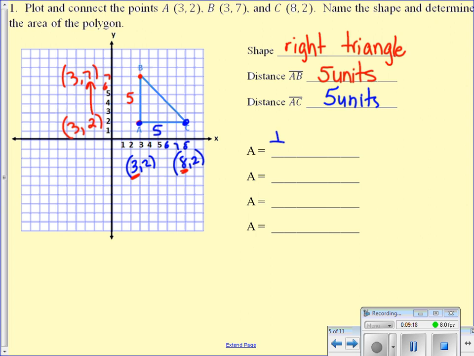So we're good. First step, write the formula. Second step, replace the variables with their numbers. Step 3, start multiplying. And then label my answer.